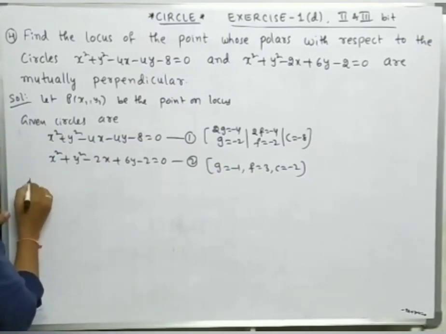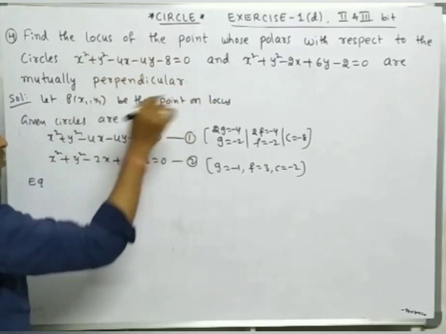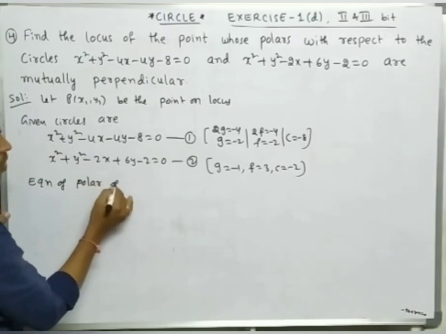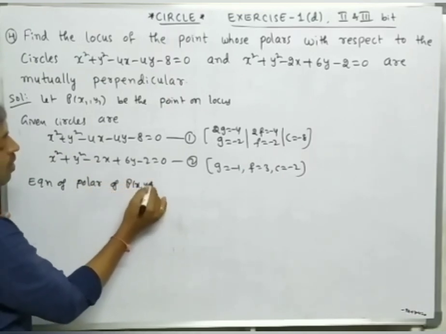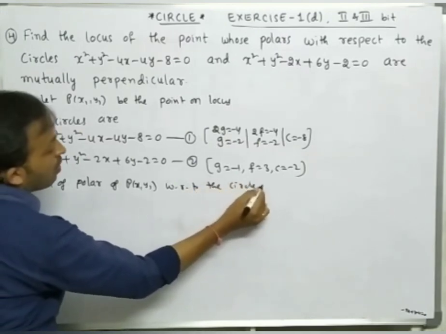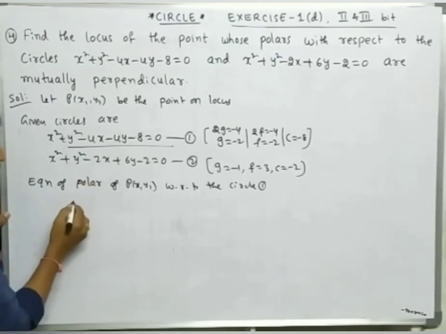Now, the equation of the polar. We should find the equations of the polars to the two circles. Equation of the polar of P(x1, y1) with respect to circle 1. For the first circle I am finding the polar equation. So what is the equation?